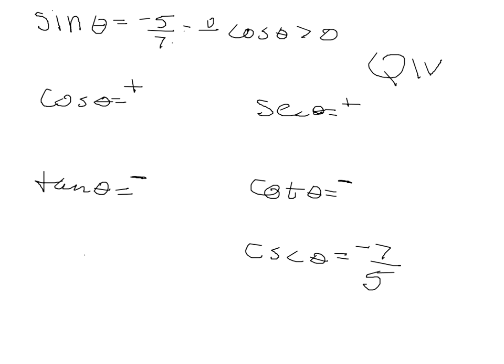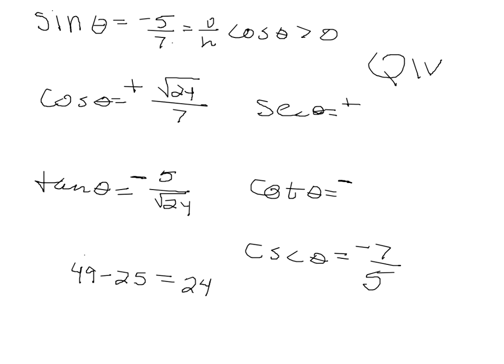So this is the opposite over hypotenuse. So I need to find adjacent. So 7 squared minus 5 squared, which is 49 minus 25, is 24. So the adjacent side is the square root of 24. And so if we have opposite over adjacent, it looks like that.